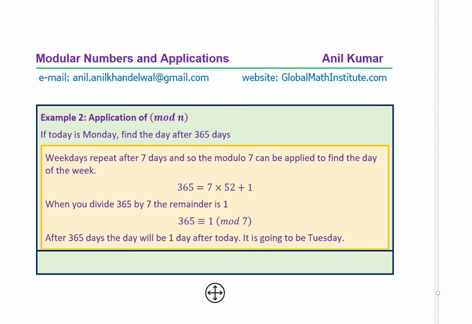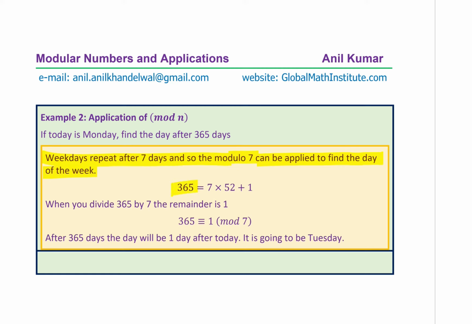Now let's go and take up the next example, which is on application of mod n. The question here is, if today is Monday, find the day after 365 days. You can always pause the video and answer the question. Well, in a week we have 7 days, right? So weekdays repeat after 7 days, and so modulo 7 can be applied to find the day of the week. So it is kind of a function which fits with our definition. After reaching 7, again the numbers repeat 1 to 7. You get the idea, right? So modulo 7 is the key to find the remainder.